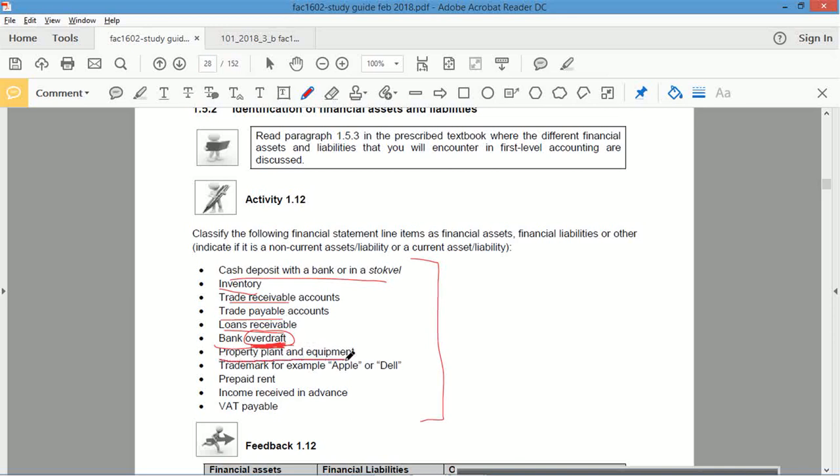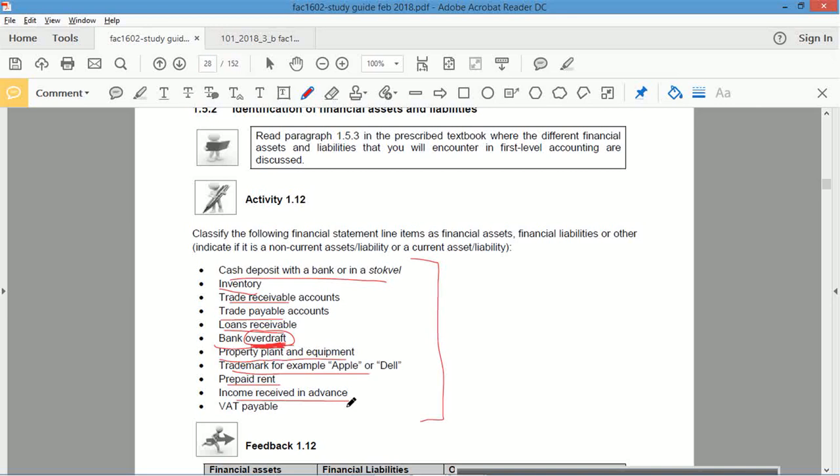PPE. Property, plant and equipment. Assets. Trademark. Asset. Prepaid rent. Asset. Income received in advance. Asset? No. Expense? No. Liability.